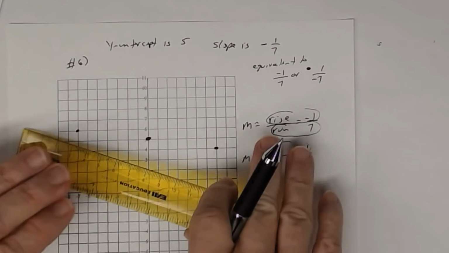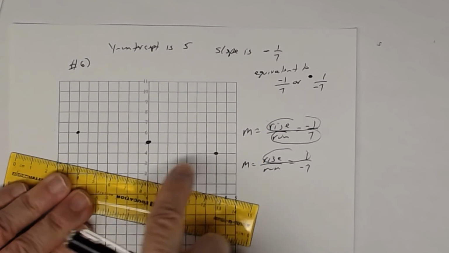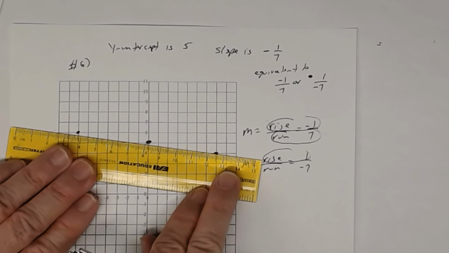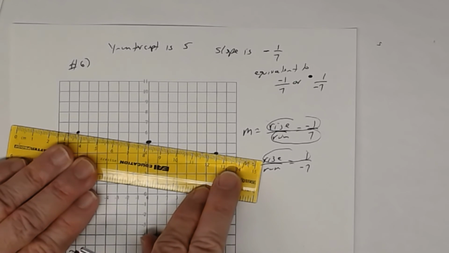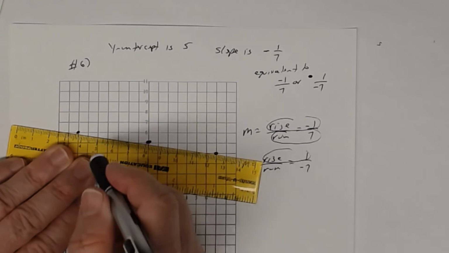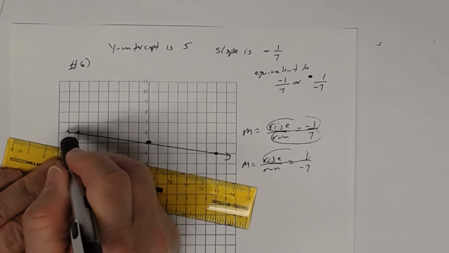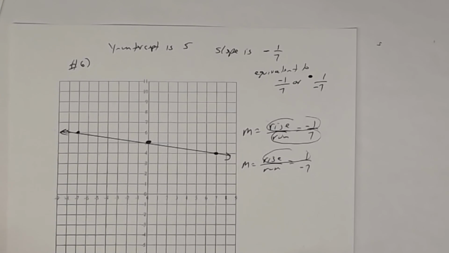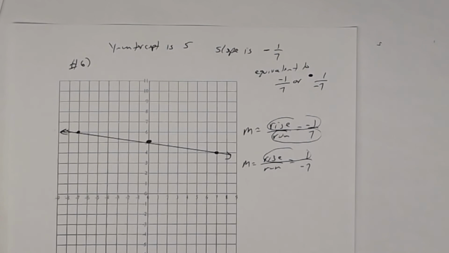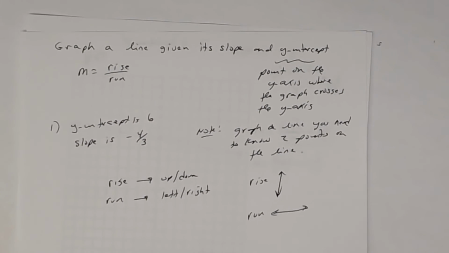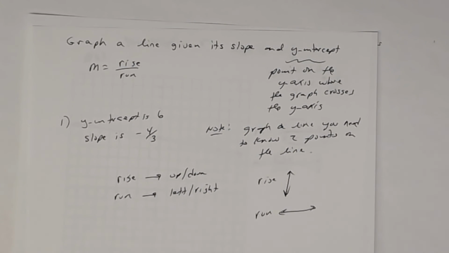Notice, it did not matter whether you use this one or this one, because when you draw the line, they all lie on the same line. It did not matter at all. See that? Okay, and so that's it. That is how you're going to graph a line given its slope and y-intercept. It's a very simple process, not difficult at all. All right, so that'll be the end of this lesson.